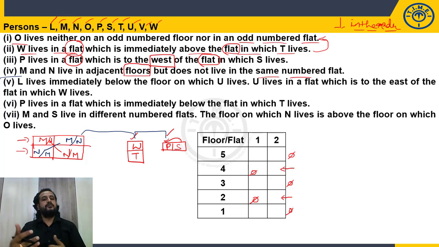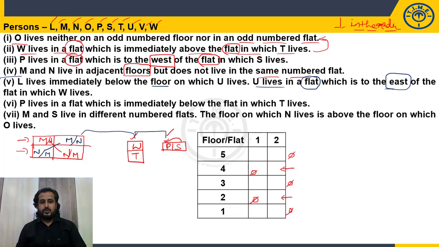So this is how the puzzles will be solved in the exam. Please don't get stuck and don't write more number of possibilities also. That is even not suggestible. Okay, what is given next? L lives immediately below the floor on which U lives. Okay, U lives in a flat. Okay, again in terms of flat is given. U lives in a flat which is to the east of the flat.